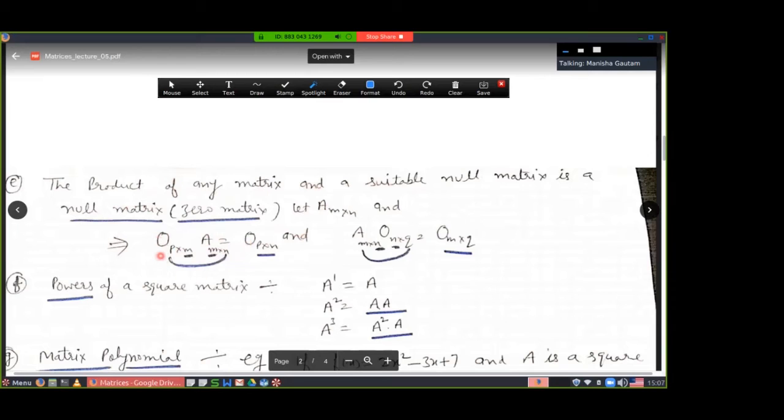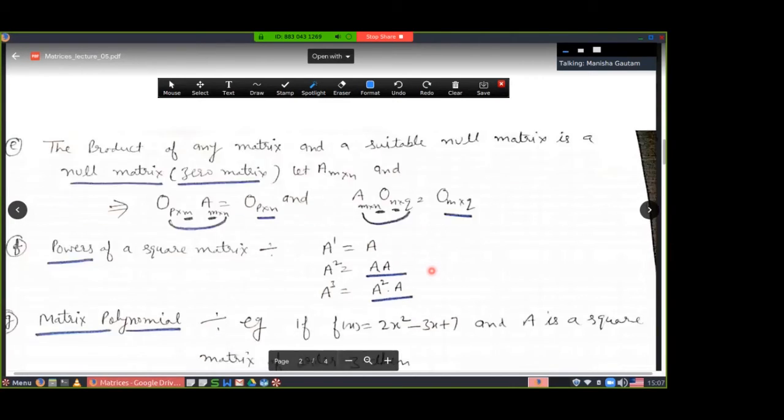The order comes from the rows of the first matrix and columns of the second matrix, P by N. The places of A and B can be interchanged; in both cases you get a zero matrix. Any matrix when multiplied by a zero matrix gives a zero matrix.